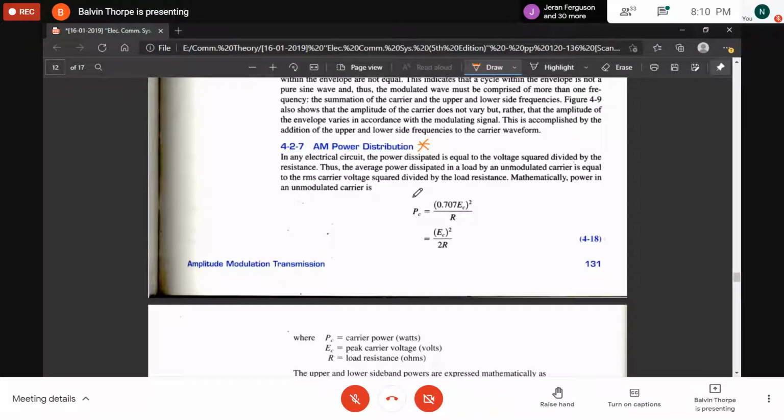Can I just say something, sir? Go ahead. 1 divided by root 2 is 0.707. Yes. So if you were to square it, it would be 1 over 2, because the square would remove the square root. Okay. So all right, let's go for some people again.